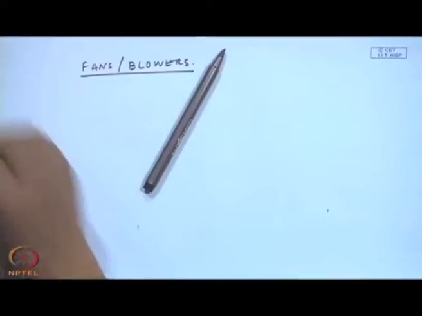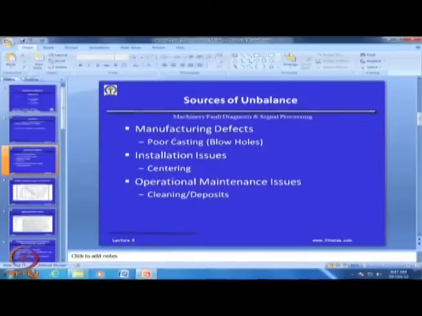So, one possible source of unbalance is whenever we have casted components, there could be casting defects, blowholes, which lead to uneven distribution of the mass, and thus we have the case of unbalance.